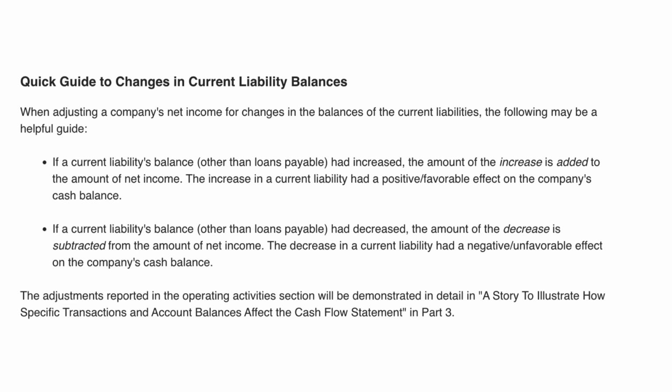If a current liability's balance, other than loans payable, had decreased, the amount of the decrease is subtracted from the amount of net income. The decrease in a current liability had a negative/unfavorable effect on the company's cash balance. The adjustments reported in the operating activities section will be demonstrated in detail in a story to illustrate how specific transactions and account balances affect the cash flow statement in Part 3.